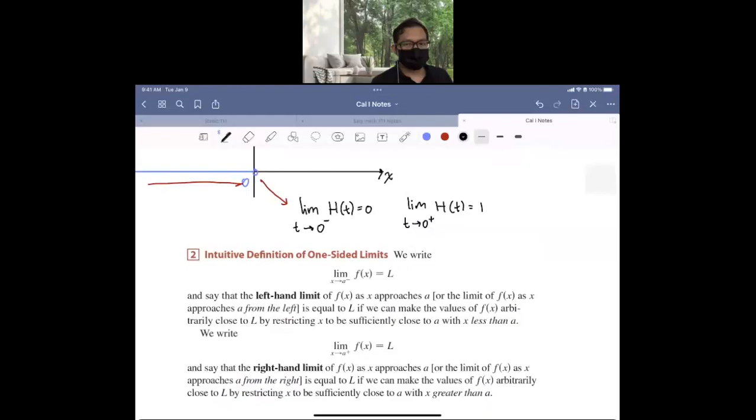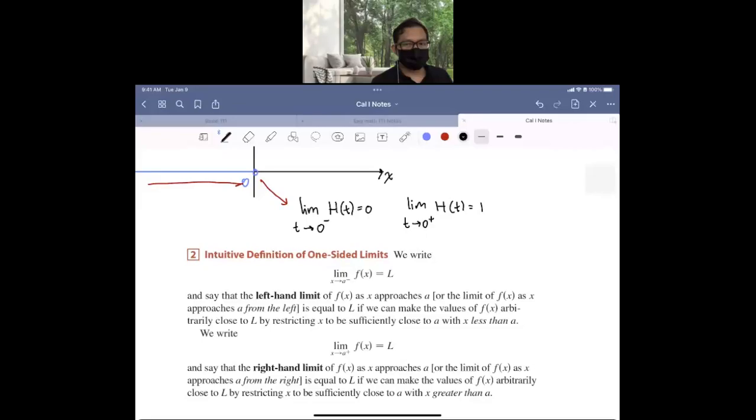And the same thing with the right-hand limit. This is when you approach from the right side. So x approaches a from the right, and then the limit of the function will be equal to L. What's so important about these two kinds of limit, the one-side limits, the left-hand limit and the right-hand limit?